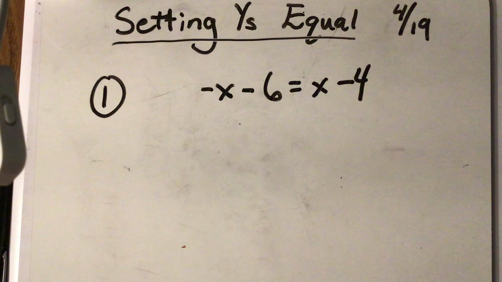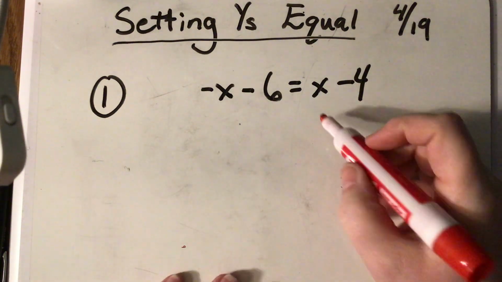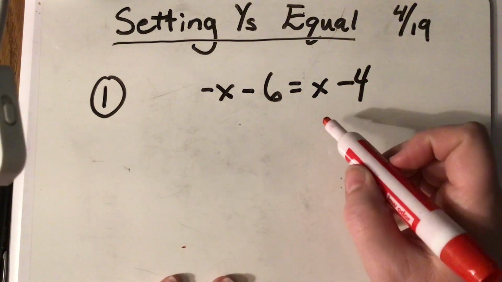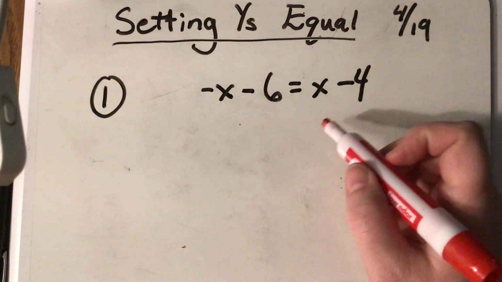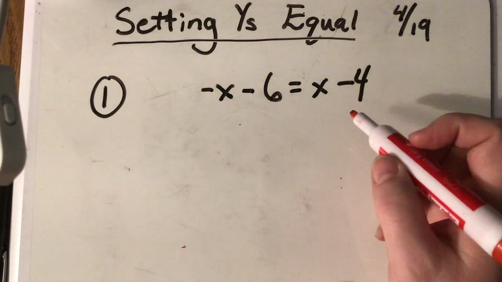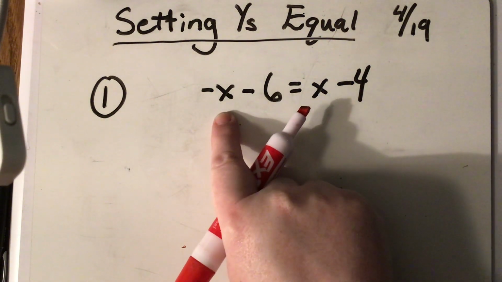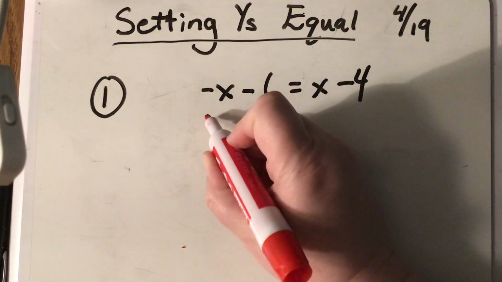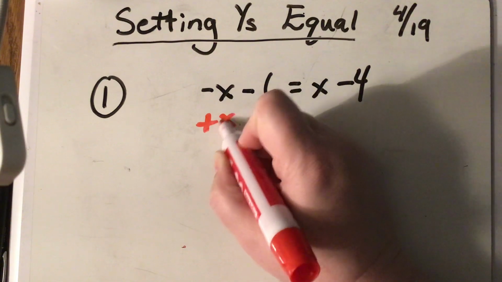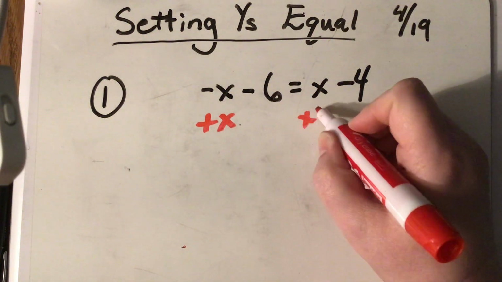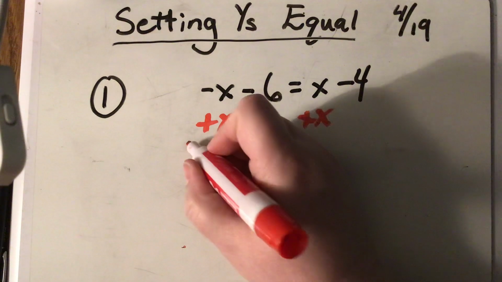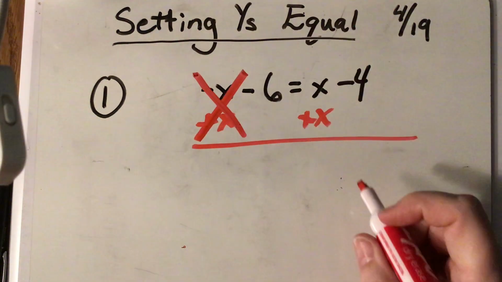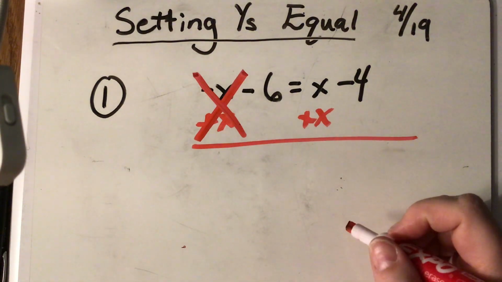Okay, so now how do I do that? I have two choices. My first choice is I take this x and I put it over here, or I take this x and put it over here. There's no right or wrong answer. I just need to put the x's on one side and the numbers on the other. This is negative though, and I don't like negative numbers. They make me twitchy. So the opposite of a negative x is a positive x. So I'm going to add a positive x to both sides. These guys are going to cross out. They're gone.